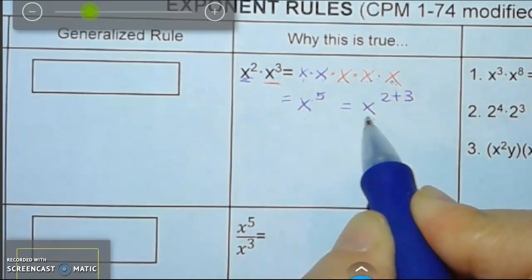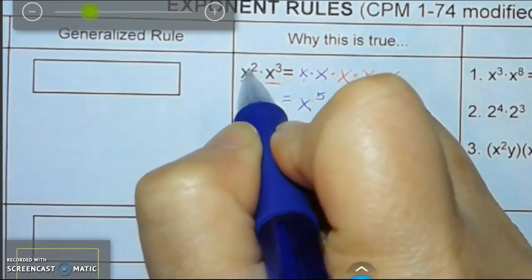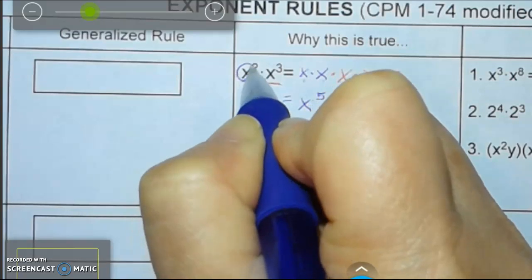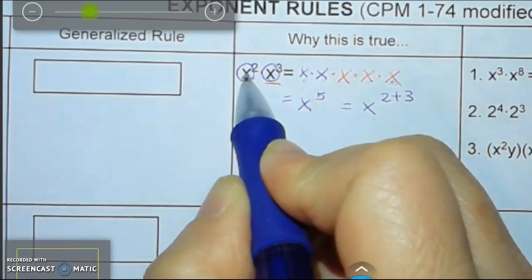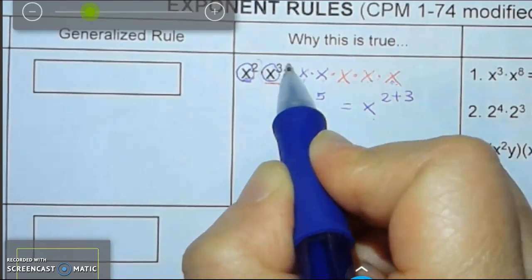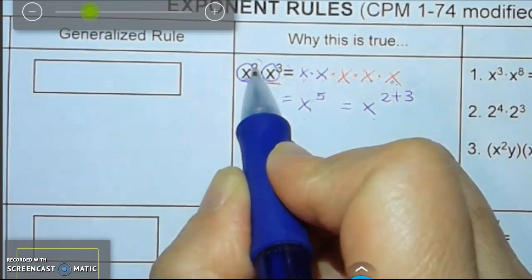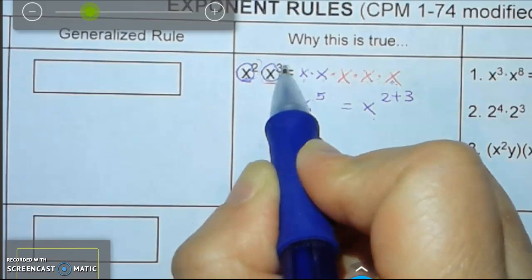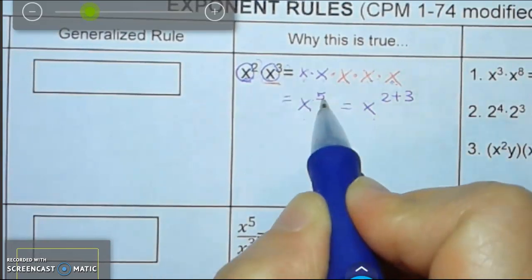So this rule tells me that when the base, remember the base is the number that is being multiplied, when the bases are the same and we're multiplying one exponent expression to another exponent expression, then instead of expanding it out, we can just add the exponents. The two numbers at the top, we can just add 2 plus 3 to get 5, and that's what we did.